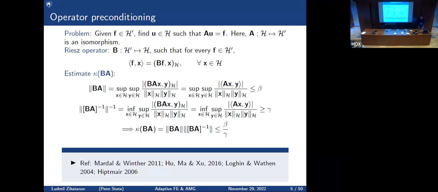So this, of course, has been known for some time. Somehow the setup is related to the first two references, although there are earlier references by Lochin and Watten in 2004 and Hipmeyer 2006. But the relations with the mapping between the dual and the primal are, I think, in the first two papers.